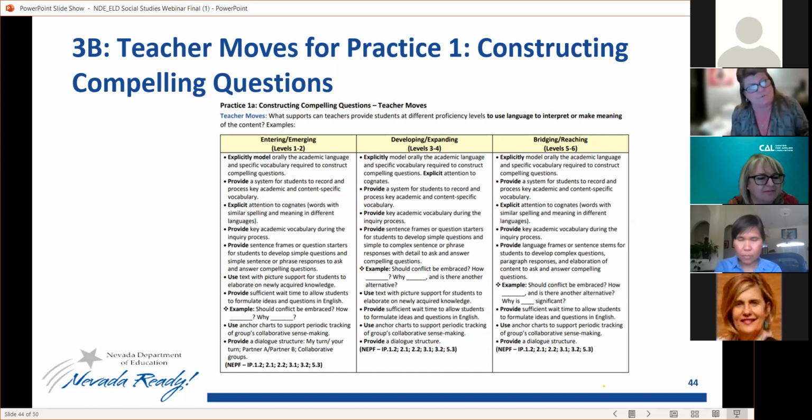So over to the left, what is something that we do for the entering? We provided academic vocabulary during the inquiry process. So the students were able to understand and use some of their vocabulary. Over to the right, oh yes, we provided explicit attention to, oh, sorry, I lost my thought. Students explicitly reporting, modeling orally the academic language. Sorry about that. We did several different things there. Yes, we did. So next slide.